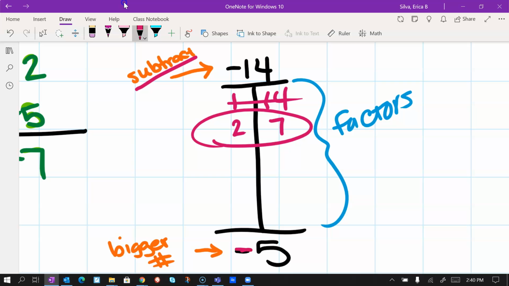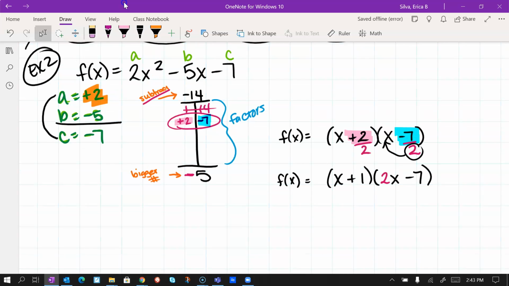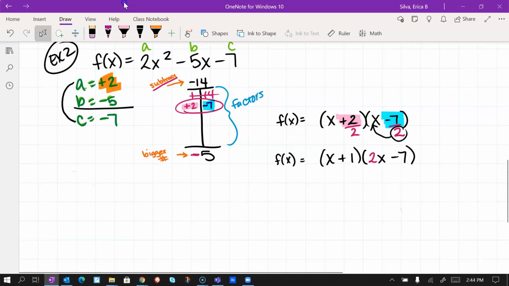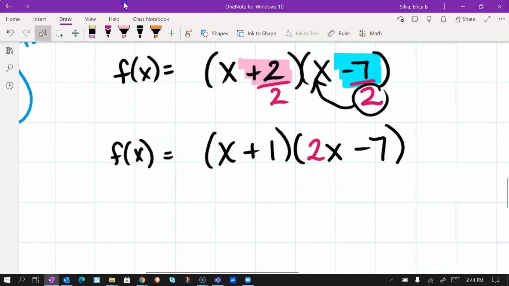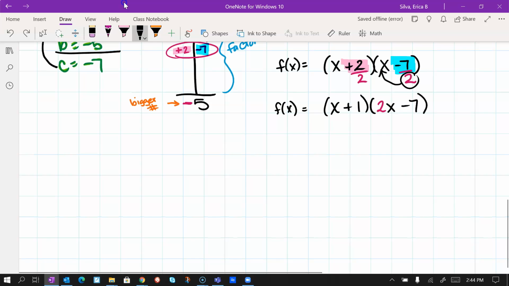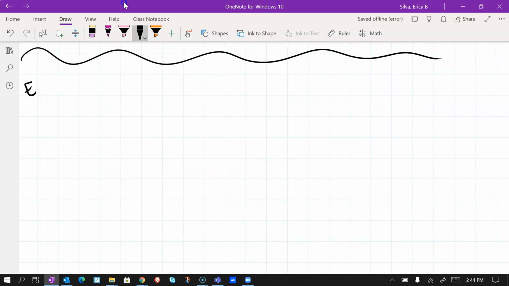Our bigger number is going to be negative. So the 7, since it's bigger than 2, will be negative, and my 2 will be positive. We've got f of x. Okay, give me a second, guys. Okay, I'll have to rethink that one. But the a value doesn't go up here because it's being taken care of here. Oopsie. All right, let's go on to the next example, and I'll figure it out right now.